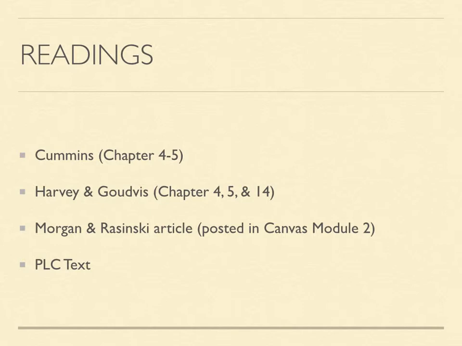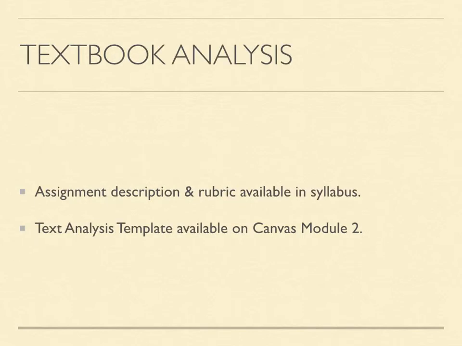So from the Cummins text, chapters 4 and 5, and Harvey and Goudvis, chapters 4, 5, and 14. And then there's an article in Module 2 on Canvas by Morgan and Rasinski that is focusing on text and why it's important for reading comprehension. And then just as a reminder, please try to keep up with your PLC text so it's not quite as much of a rush towards the middle of June when the assignment is due.